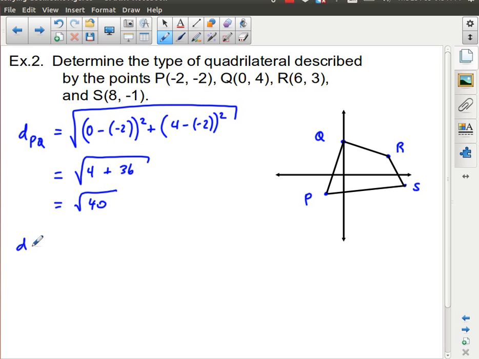The distance of QR is equal to, so for QR, I'm going to do the difference in the x-coordinates. 6 minus 0 is simply equal to 6 squared. The difference in the y-coordinates for QR is 3 minus 4. That's equal to -1. Actually, I'll put it in, -1 squared. So you can see, as you get more comfortable with these things, there are some shortcuts that you can take. And so this one works out to be 36 plus 1 is 37.